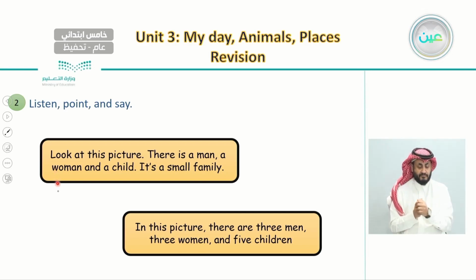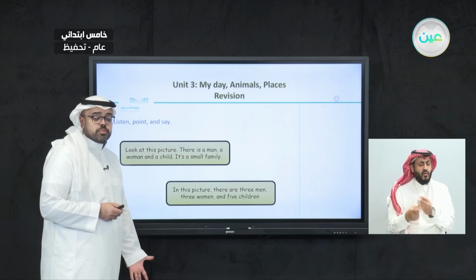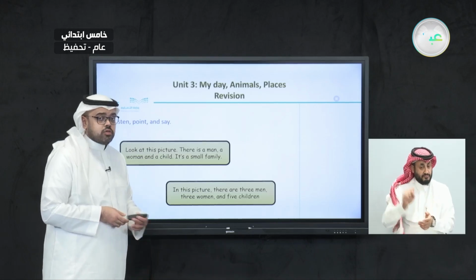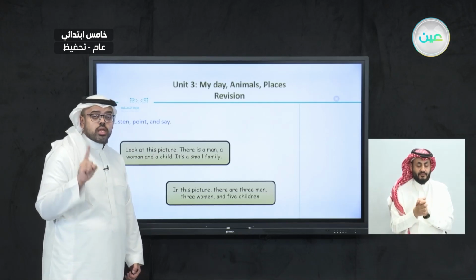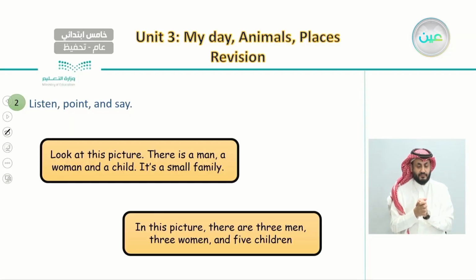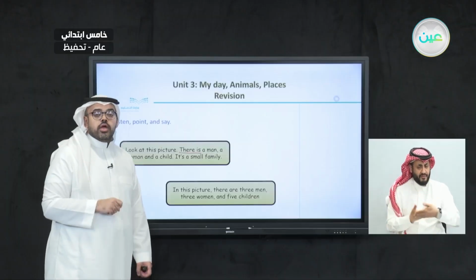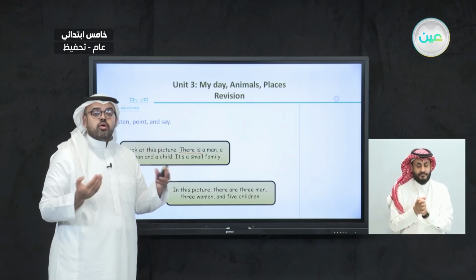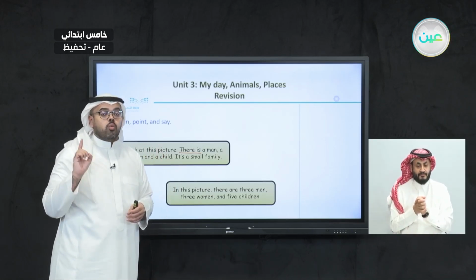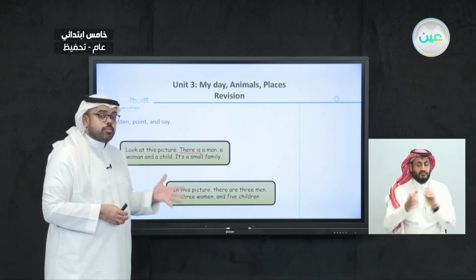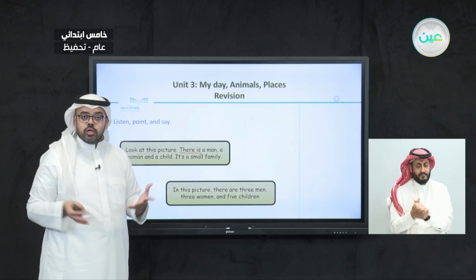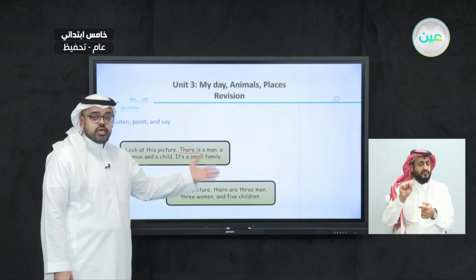Look at this picture. There is a man, a woman, a child. It's a small family. So with the first picture, we use there is because we're talking about only one person. There is a man, only one man. There is a woman, only one woman. There is a child, only one child. So when we're talking about only one person or one thing, we say there is.